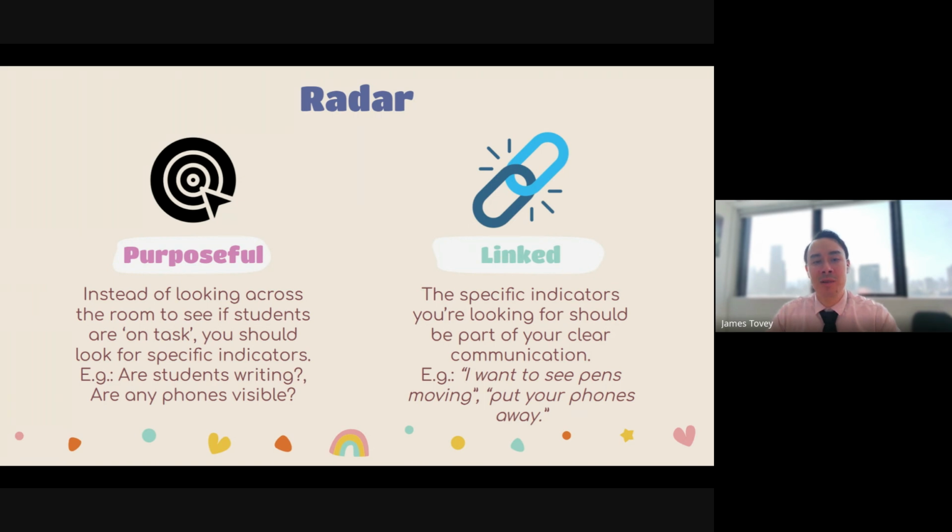Now, these indicators should be linked. The specific indicators you're looking for should be part of your clear communication. So, for example, if you say eyes on me, then the students' eyes are on you. You can see that. Or if you say, I want to see hands moving, or put your phones away, you're giving them things that you want to see happen. And that's linked to your communication. It's linked to what you're looking for, and students can see all of that, and you can see it easily as well. So making it all visible really, really helps.